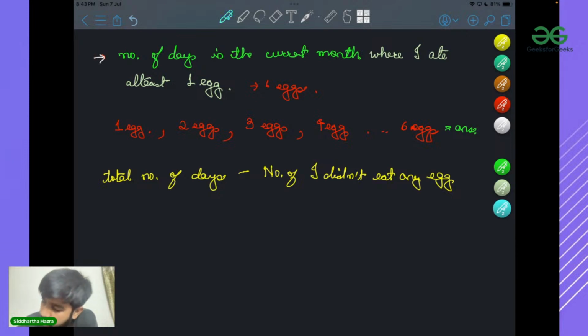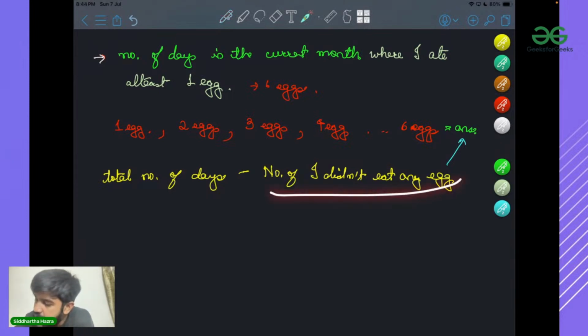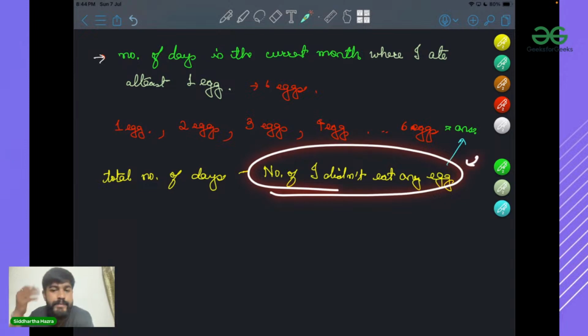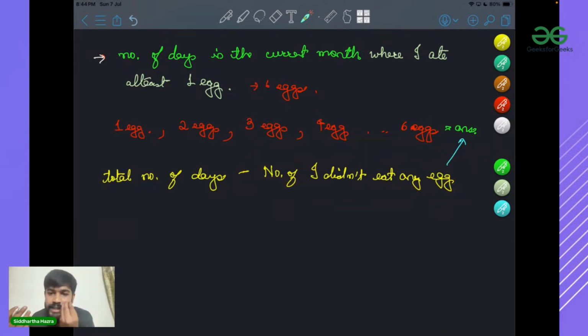And this would also drive me to the same solution. Total number of days minus the number of days I didn't eat any egg would be the number of days where I ate at least one egg. And this thing is independent of the number of eggs I eat max. Now, even if the max is 100, this equation would still be same, and it would just require one subtraction.